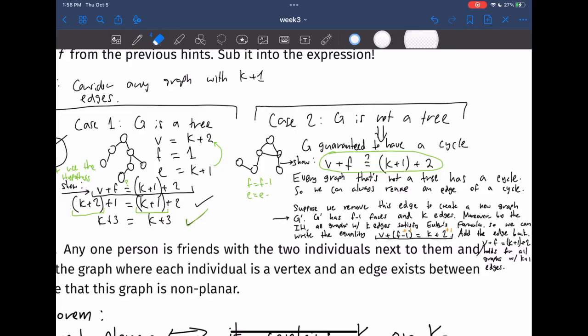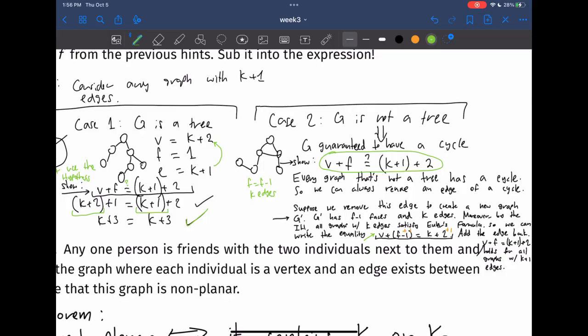So this new graph G prime has f minus 1 faces, and instead of k plus 1 edges, we now only have k edges. And moreover, by the inductive hypothesis, we know that all graphs with k edges satisfy Euler's formula. So we can substitute the values we have for the G prime graph, and we know that this equality is true. Now we're going to add the edge back.